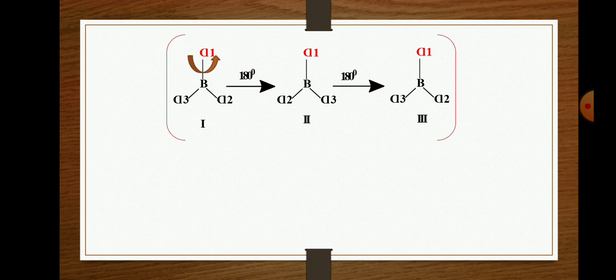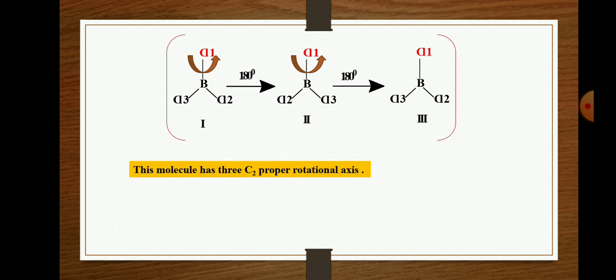Now try to understand, students, for Cl1 we keep it constant and apply it for the second, Cl2 and Cl3. Then we keep Cl3 constant and rotate the molecule for Cl1 and Cl2. So in this way we say that in the BCl3 molecule, the number of C2 proper rotational axes present is 3. So try to practice more.